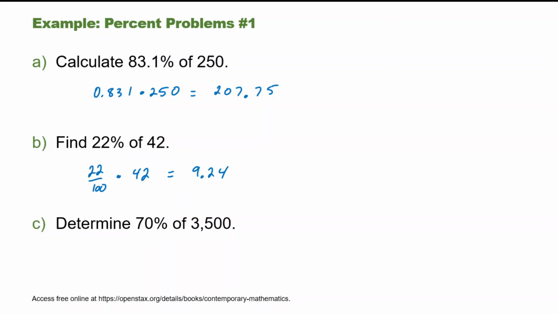Part C, determine 70% of 3,500. Again, we have a percentage, 70%, and a total, 3,500. And so we can convert 70% to be 70 divided by 100 times 3,500. We'll find out what that equals. That is equal to 2,450. And so that is the value that is 70% of 3,500.